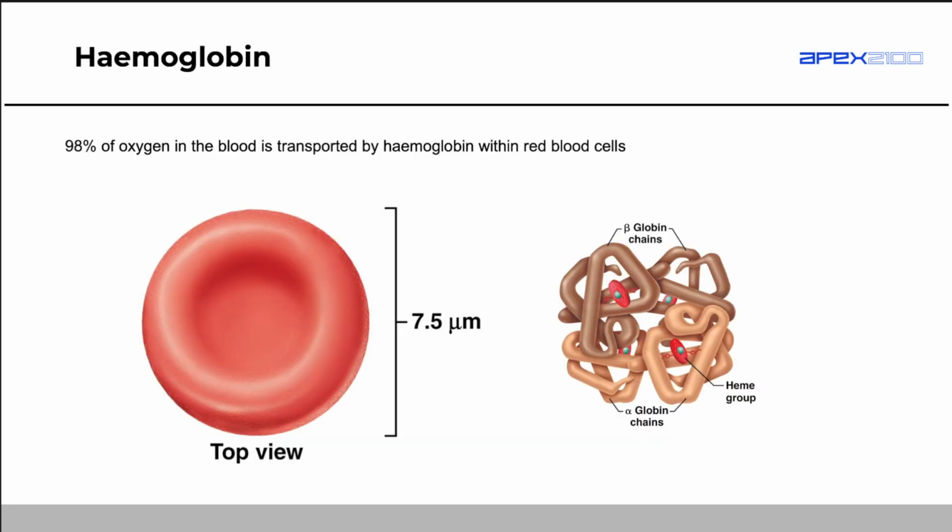Now we're going to talk quickly about how oxygen is actually transported within the blood, and it's transported within our red blood cells, particularly by a molecule called hemoglobin. 98% of the oxygen in the blood is transported by these hemoglobin molecules. So I believe in the body there's about 25 trillion red blood cells, and each one of these red blood cells can carry about 250 million hemoglobin. So we've got heaps of it. Each hemoglobin molecule can carry 4 molecules of oxygen as well.